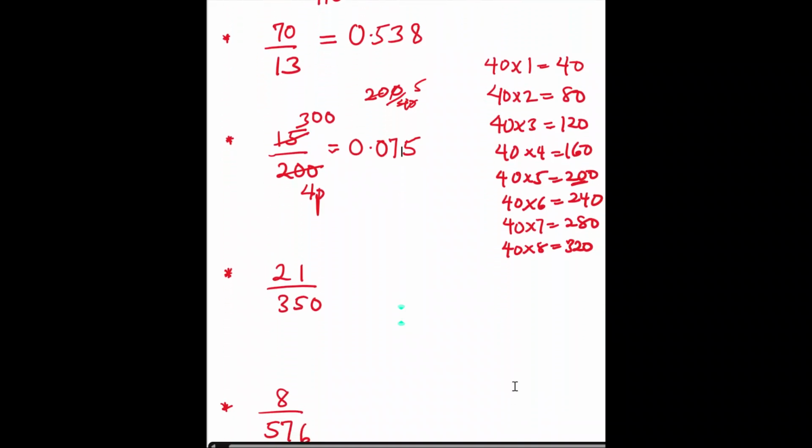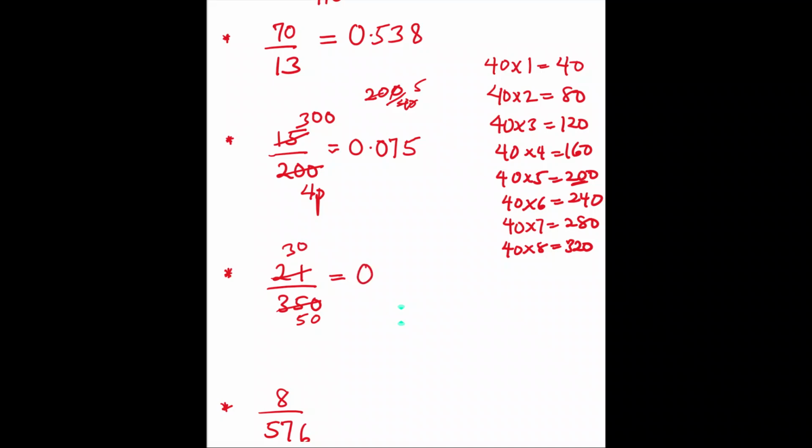So now let's do 21 divided by 350. In this case, we can use 7 to divide both sides. So 21 divided by 7 will give 3, and 350 divided by 7 will give 50. So we have 3 divided by 50.